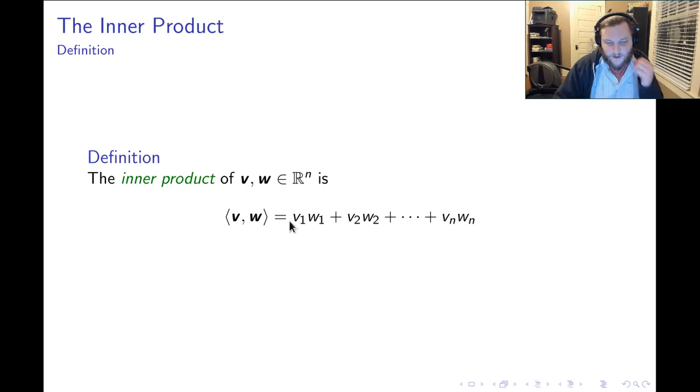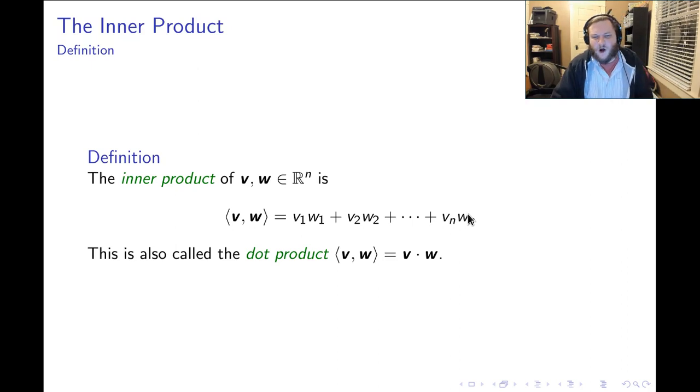everything up. So we'll take the first coordinate of v and the first coordinate of w, multiply those together. Then we'll take the second coordinate of v and the second coordinate of w, multiply those together, and we'll keep doing that until we get to the last coordinate of v and the last coordinate of w, multiply those together, and then we add everything up.